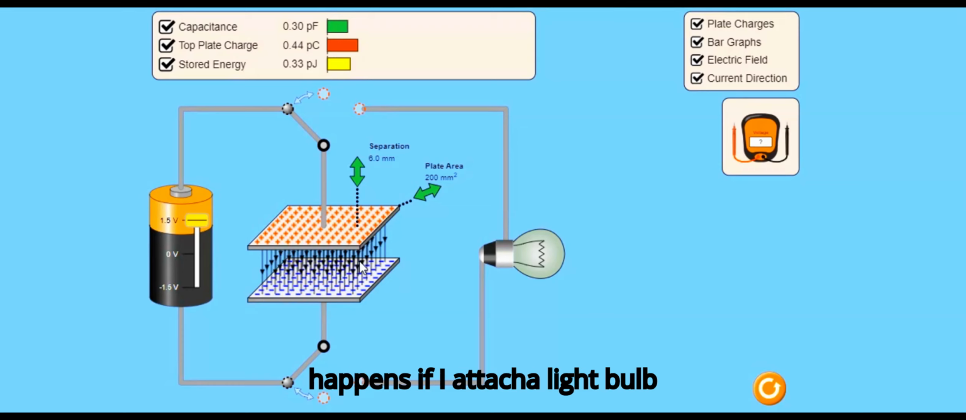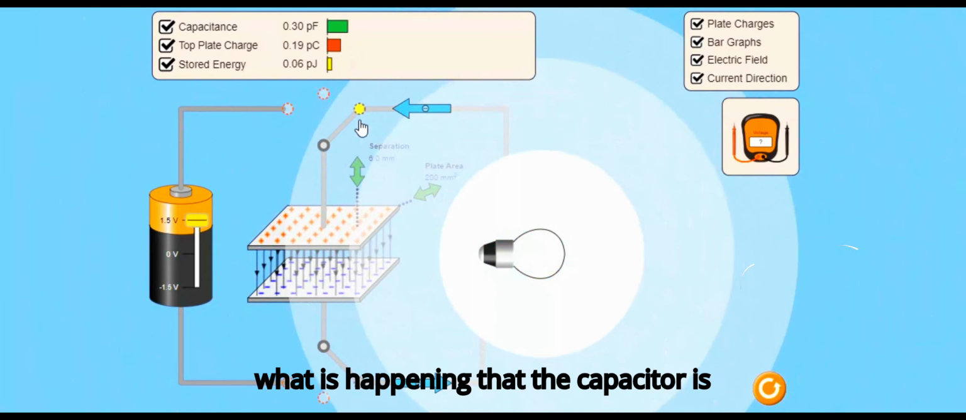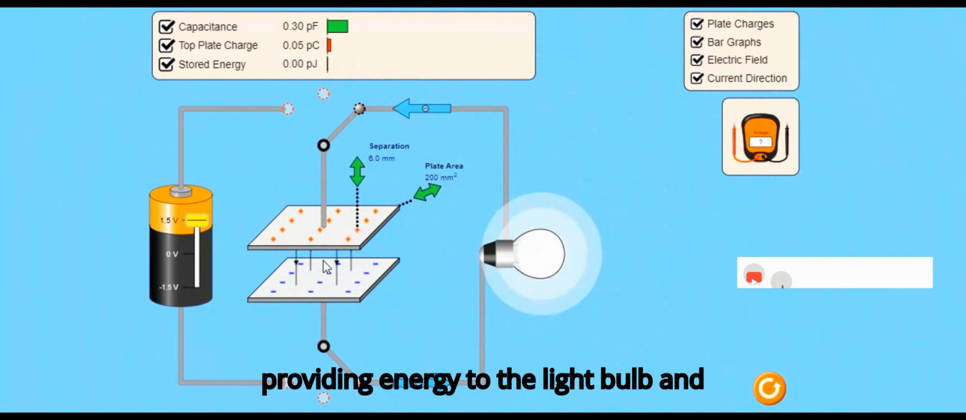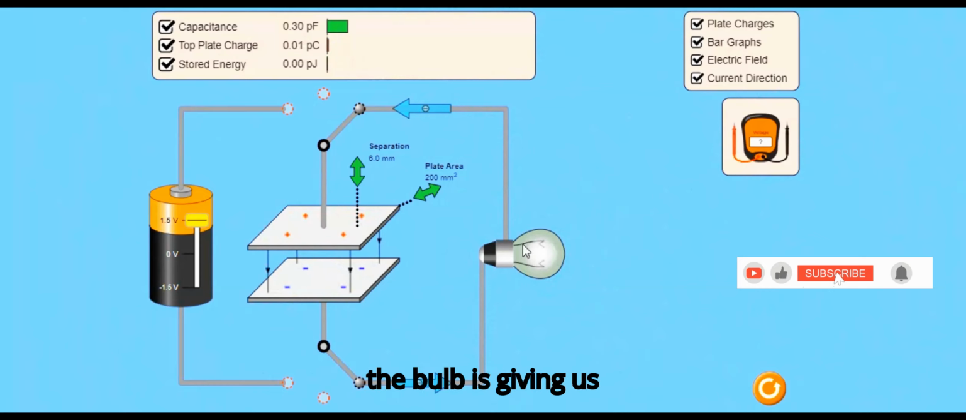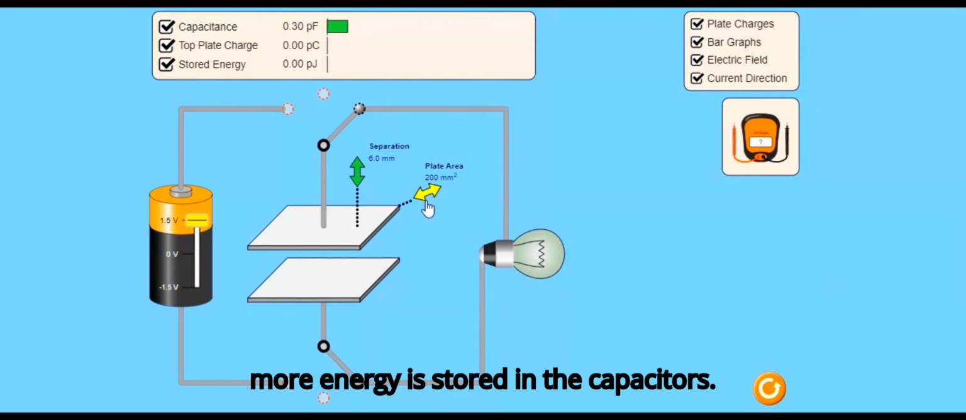So now what happens if I attach a light bulb to the capacitor? Let's see what is happening: the capacitor is providing energy to the light bulb and the bulb is giving us light.